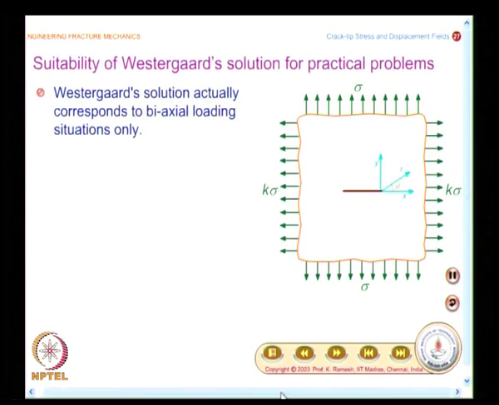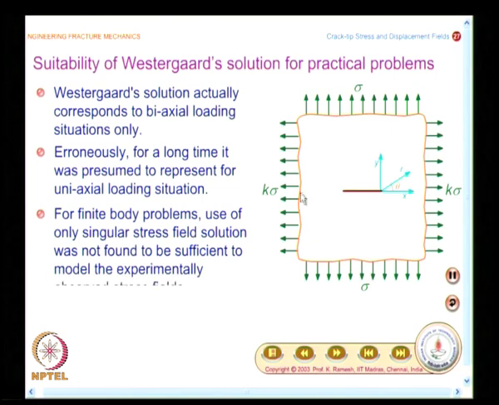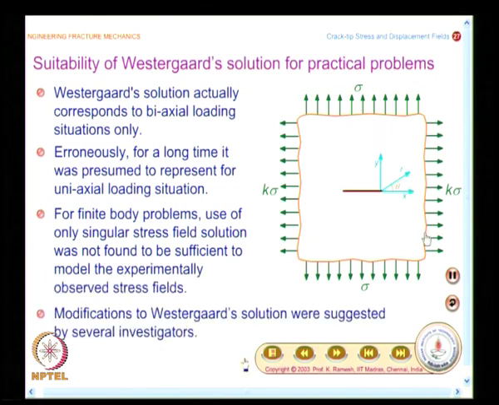The important point I would like to emphasize is that the Westergaard solution is actually meant for biaxial loading; you will have to keep that in mind. Since you have got the stress field close to the crack tip, for finite body problems, use of only the singular stress field solution was not found to be sufficient to model the experimentally observed stress fields.